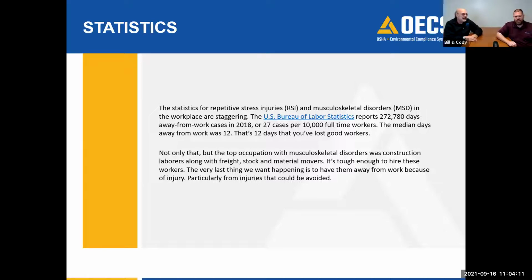Perfect. Thank you, Bill. So we're looking at about 27 cases per 10,000 full-time workers, and it's always skewed when you have numbers, but that's a lot of injuries that we deal with. And you look at the median days, that's 12 days away. I can't imagine not having you in the office or working with us for 12 days. Well, and as you can see, it's over 250,000 days away totally.